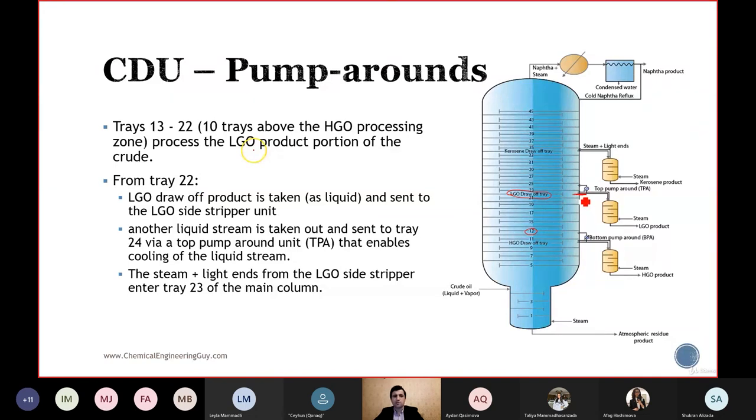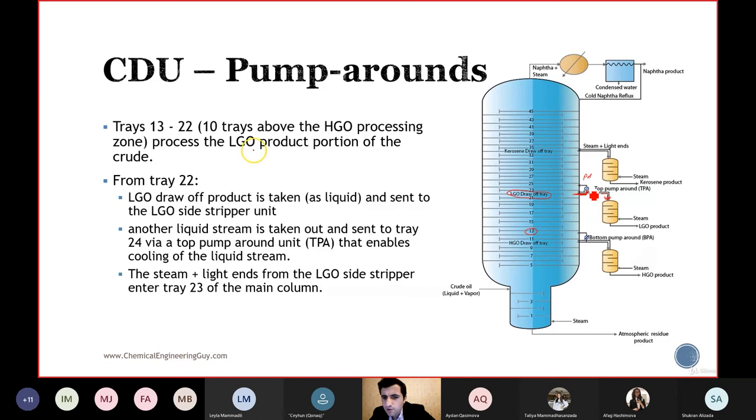Another liquid stream is taken out and sent to tray 24. You can see here, this is the pump around. We have a heat exchanger here, and the colder LGO stream is sent back to above 24.